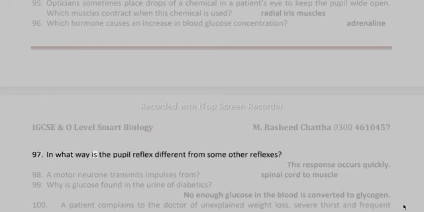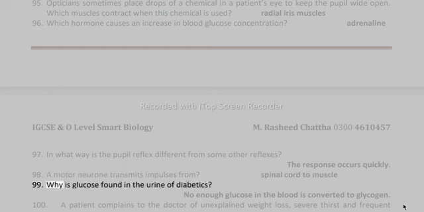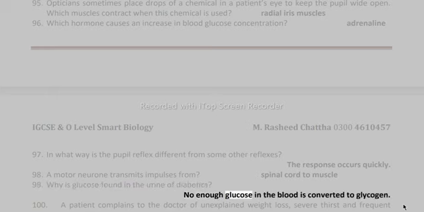97. In what way is the pupil reflex different from some other reflexes? The response occurs quickly. 98. A motor neuron transmits impulses from spinal cord to muscle. 99. Why is glucose found in the urine of diabetics? Not enough glucose in the blood is converted to glycogen.